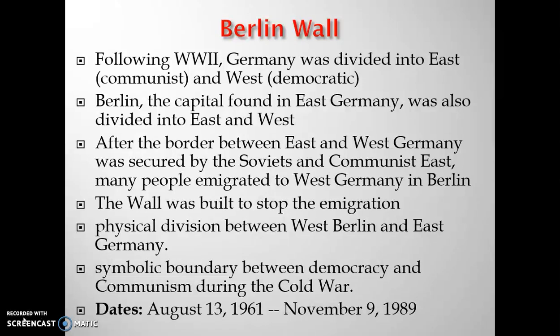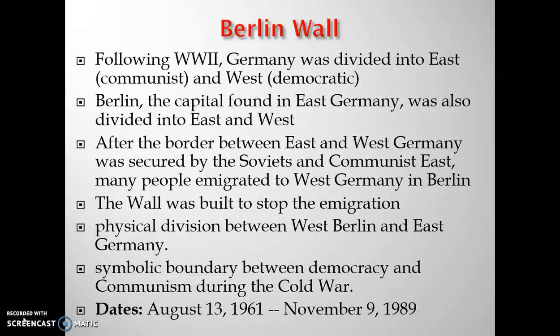Next, we have the Berlin Wall. Following World War II, Germany was divided into East and West Germany. East Germany was backed by the Communists, the Soviet Union, and West Germany was backed by the democratic groups, so not only West Germany, but the Western European countries and Anglo-America, the United States and Canada. Berlin, the capital found in East Germany, was divided into East and West. After the border between East and West Germany was secured by the Soviets and the Communist East, many people immigrated to West Germany through Berlin. The Berlin Wall was built by Communist Russia to stop that immigration.